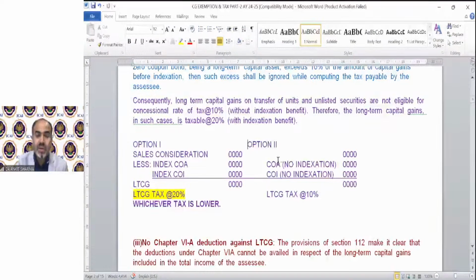But government gives you option two, that you can apply tax by this method also. You will take the sale consideration, take the cost without indexation, take the improvement without indexation. And we will give you the benefit of a lower rate of tax, that will be 10%. So whichever is lower, you can claim it as the tax. So in case of listed security and zero coupon bond, you have this benefit for claiming the exemption like this.